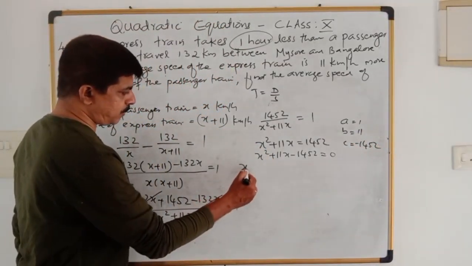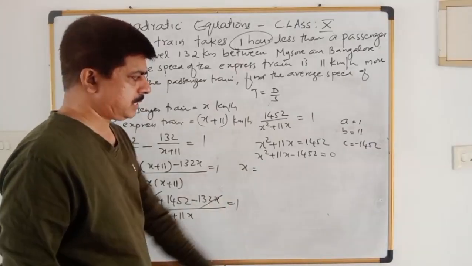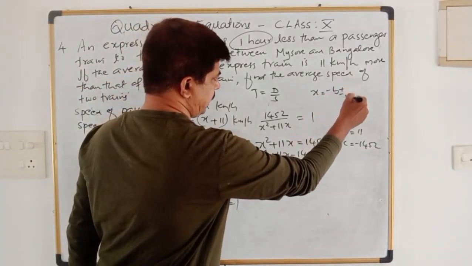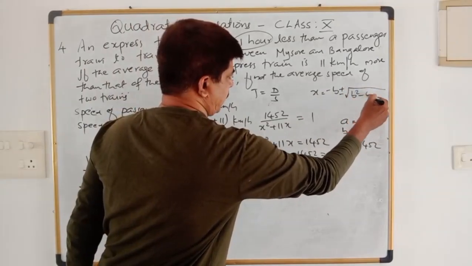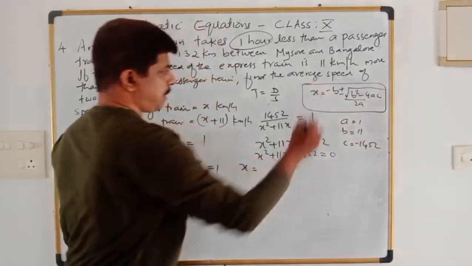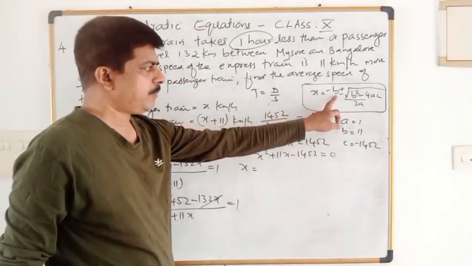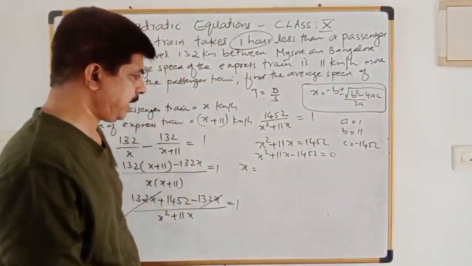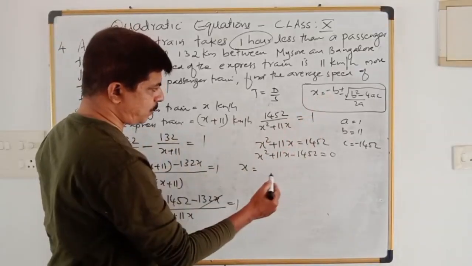We have the quadratic formula. What is the quadratic formula? Minus B plus or minus root of B square minus 4AC by 2A. Just memorize this formula by heart. So we use the formula to substitute.